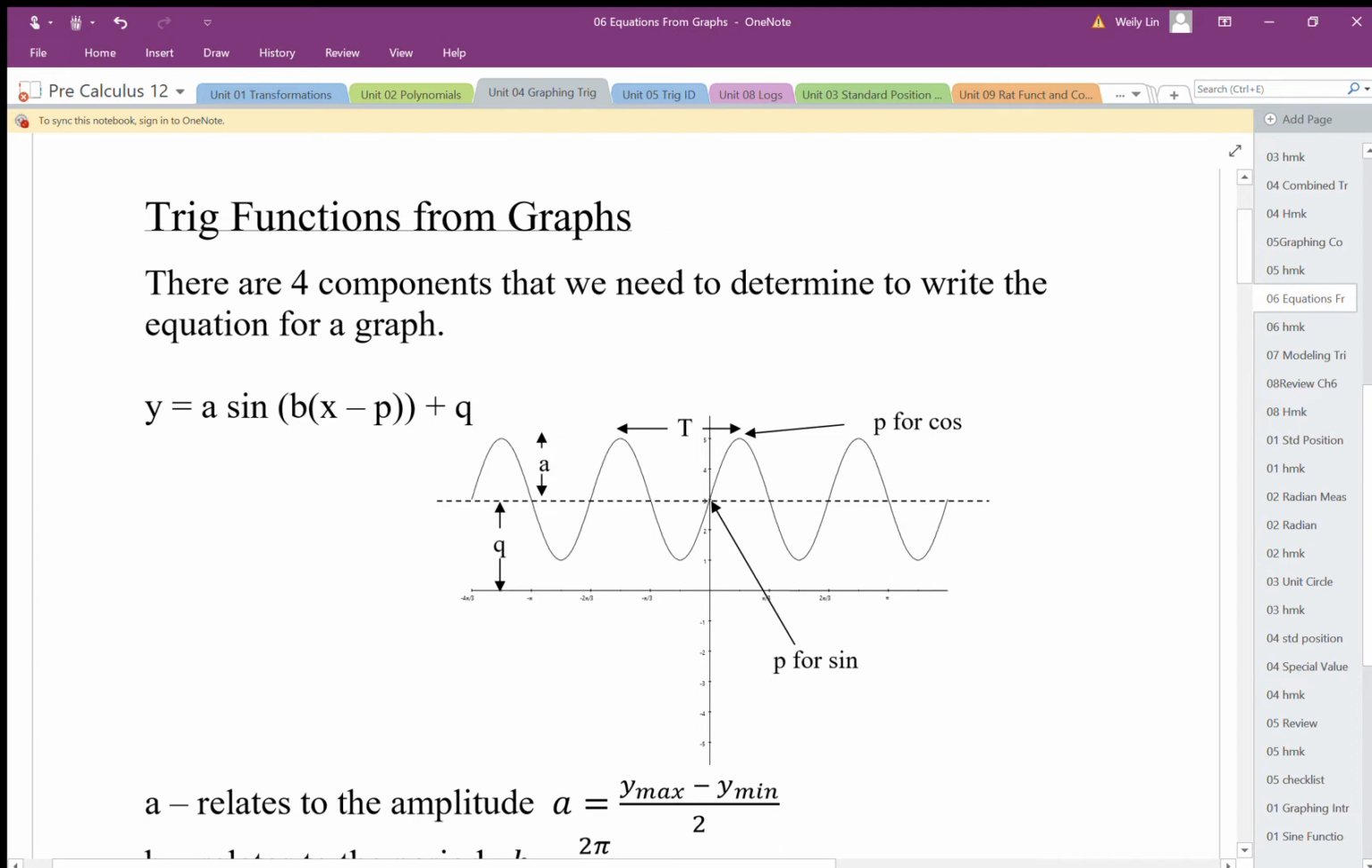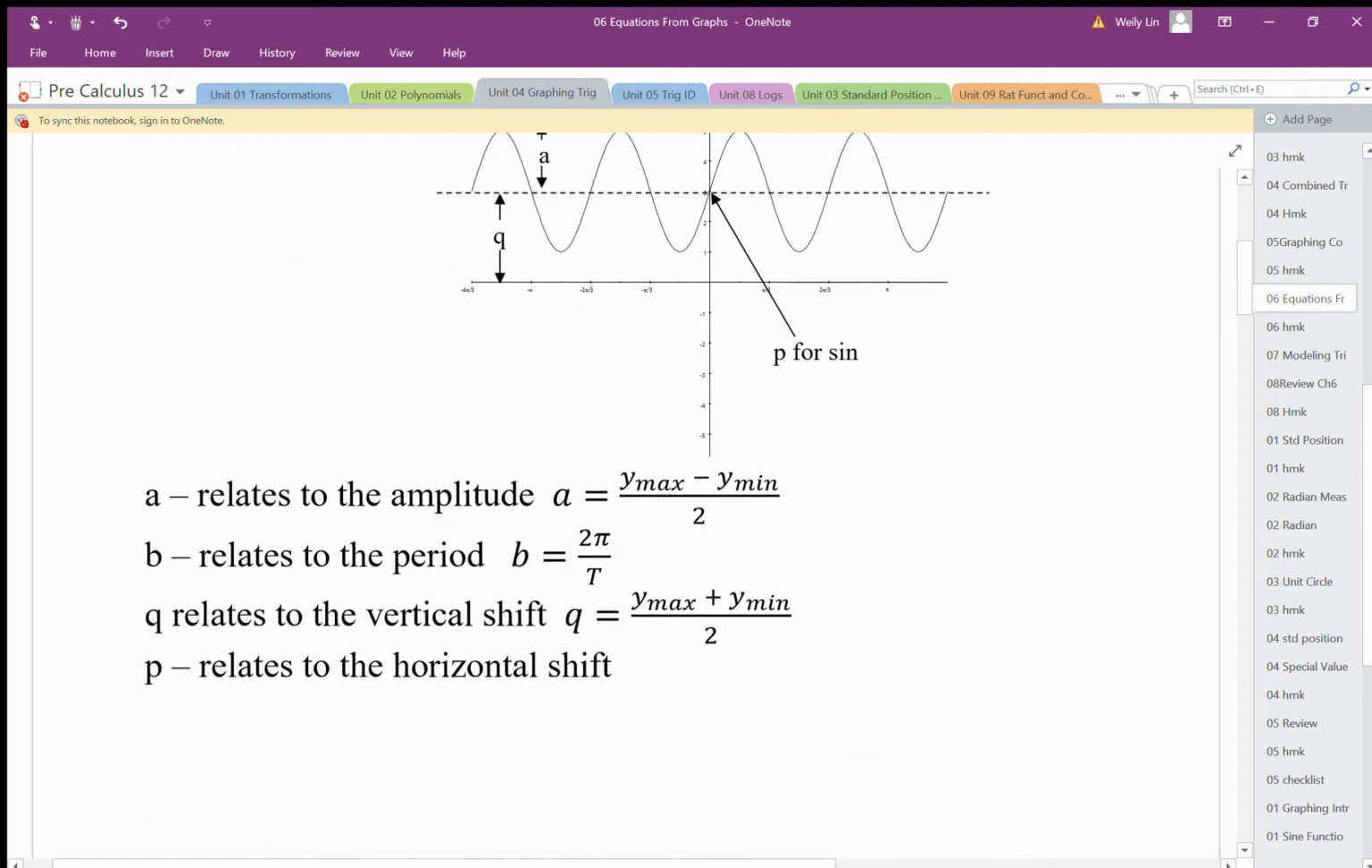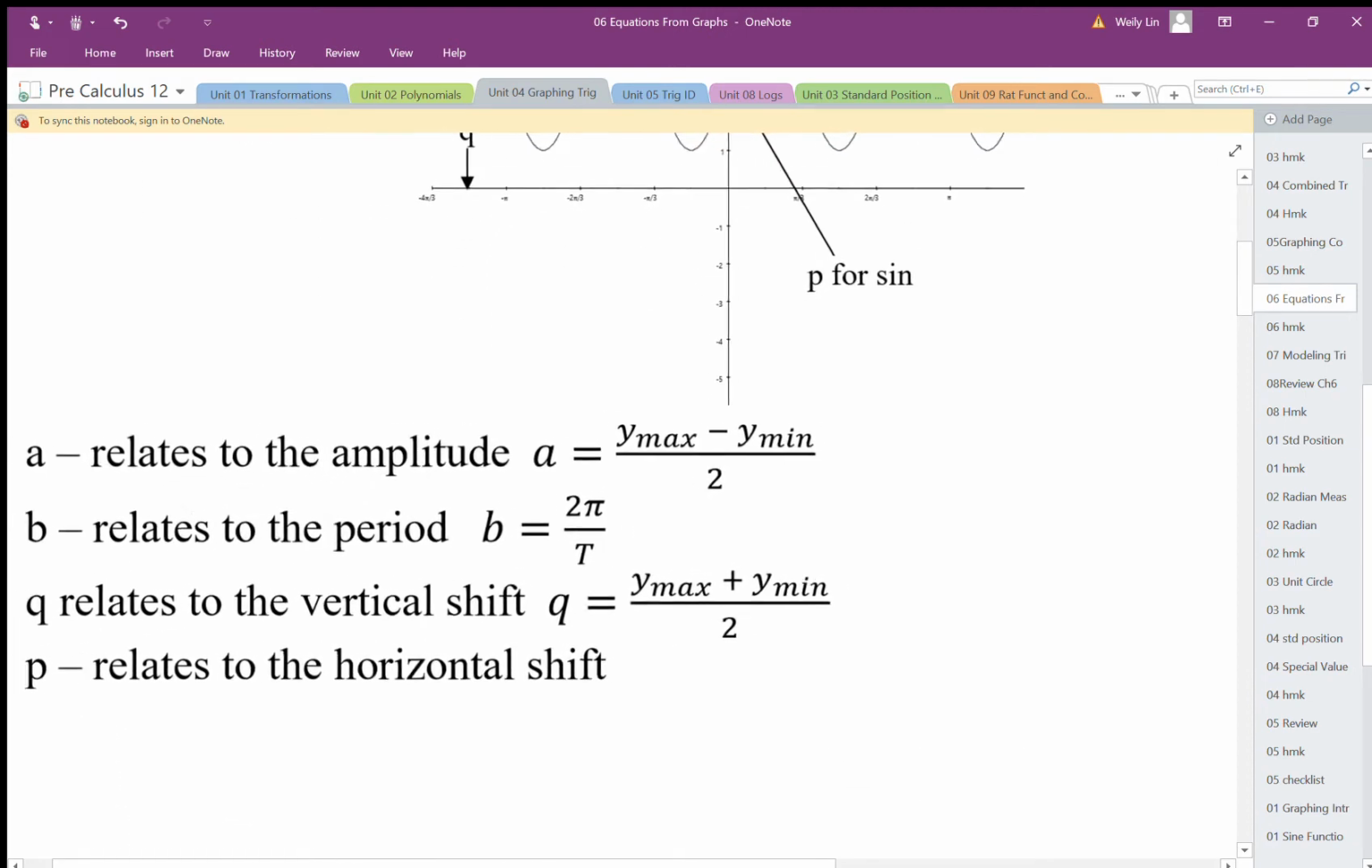So I've shown it here. P for cosine and sine differ, so we have to be careful of which one we use. Ideally, we want to use P because we're often given the max and min points of the curve. So there are some generalizations here, which we went over in the last set of notes.